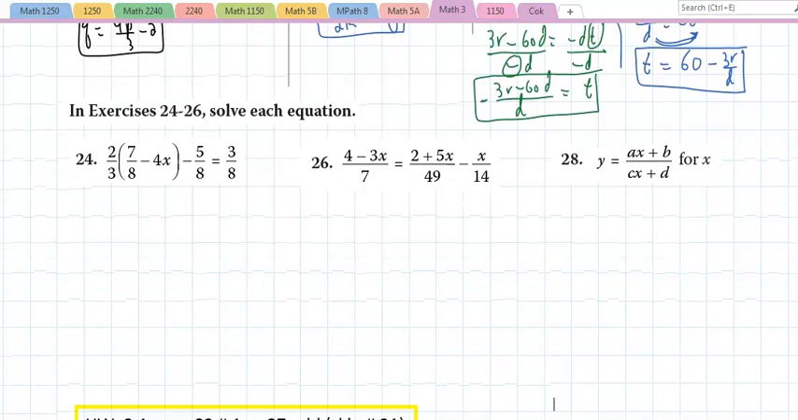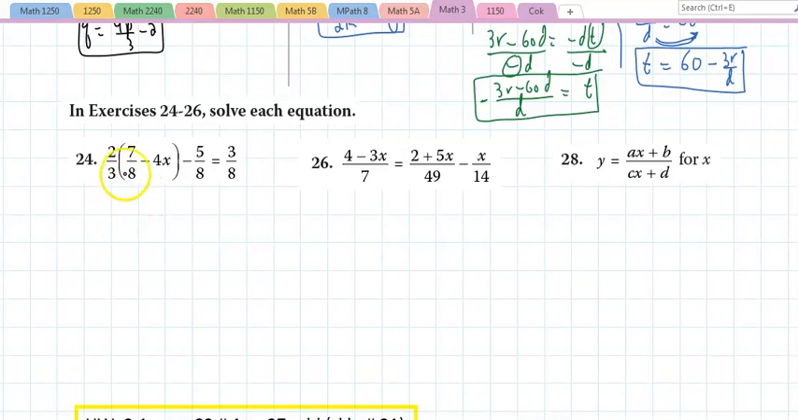And this is the next set of problems. Here I notice there are two fractions involved. Probably it's best for me to distribute this. Save me time. 2 times 7 is 14. 3 times 8 is 24. This is over 1 minus 2 times negative 4x is negative 8x. 3 times 1 is 3.